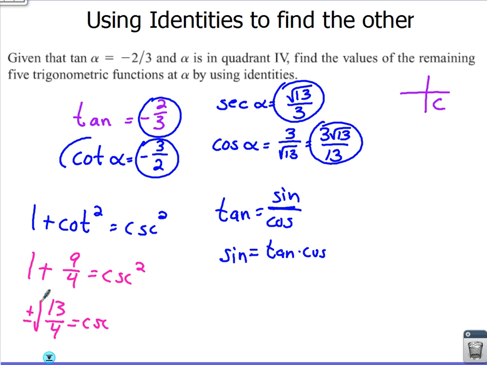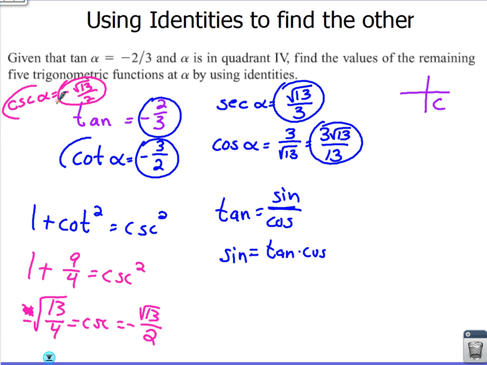To get rid of a square, we do plus and minus the square root. So cosecant is plus or minus the square root of 13/4. Since we're in the fourth quadrant, cosecant will be negative. The negative square root of 13 over the square root of 4, which is 2. So we now have cosecant. Cosecant of alpha is negative root 13 over 2.